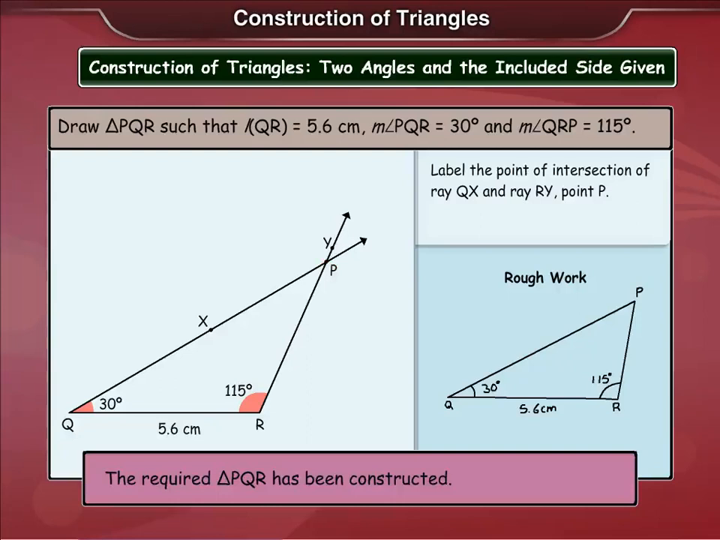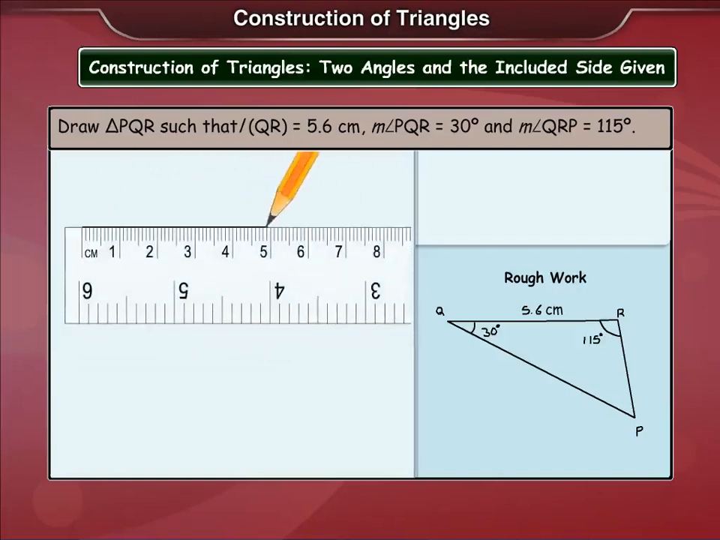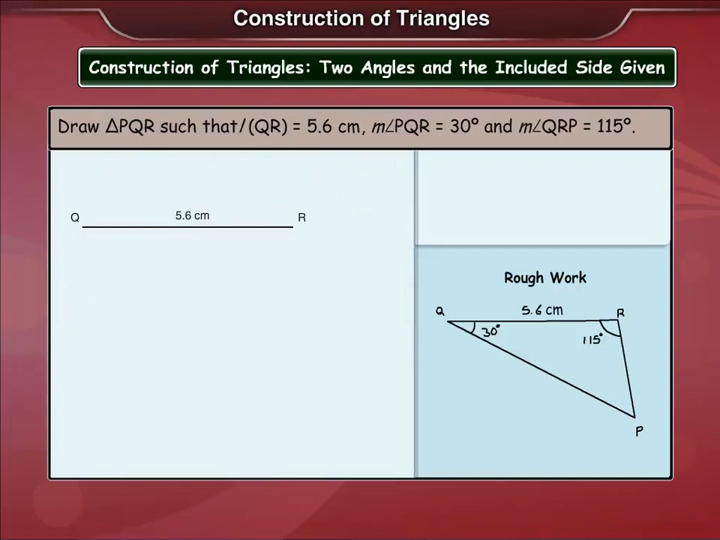Let's construct triangle ABC. Draw triangle ABC such that the length of side BC is 6 centimeters, angle ABC is 60 degrees and angle BCA is 60 degrees. First, let's draw a rough diagram of the required triangle. Now, let's write the measures of the angles and the length of the included side in the rough diagram.